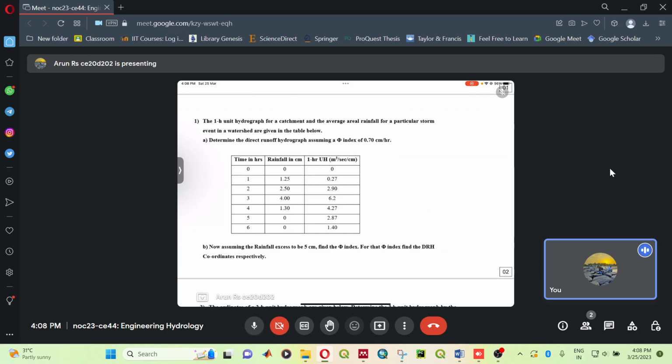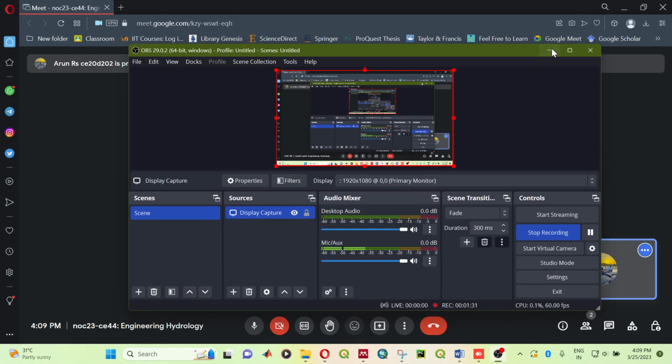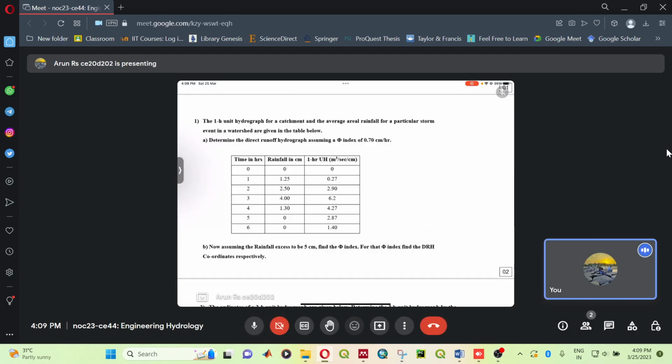So the first question is the estimation, or the derivation, of the direct runoff hydrograph for a complex storm. So in this question, a 1 hour unit hydrograph for a catchment and the average areal rainfall for a particular storm event in the watershed is given.